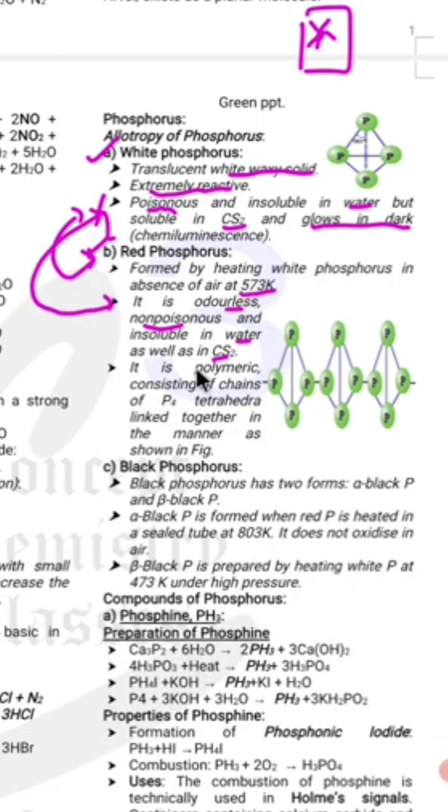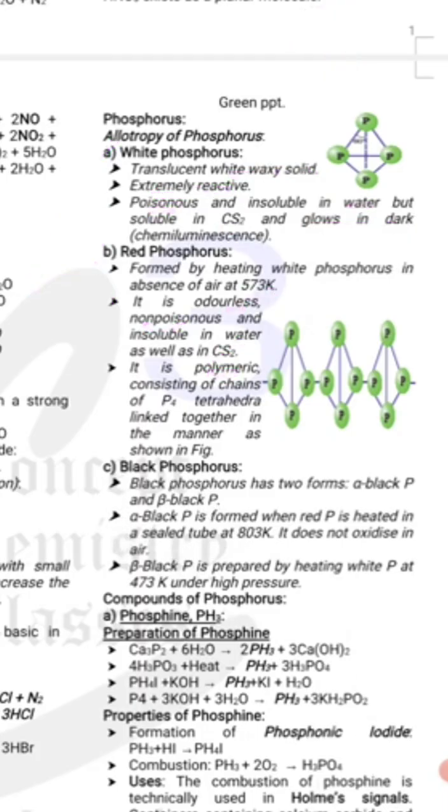Okay, red phosphorus is found in the form of a polymeric chain, right? While black phosphorus has two forms, alpha black phosphorus and beta black phosphorus, right? This is not so important, but please note down these points also.